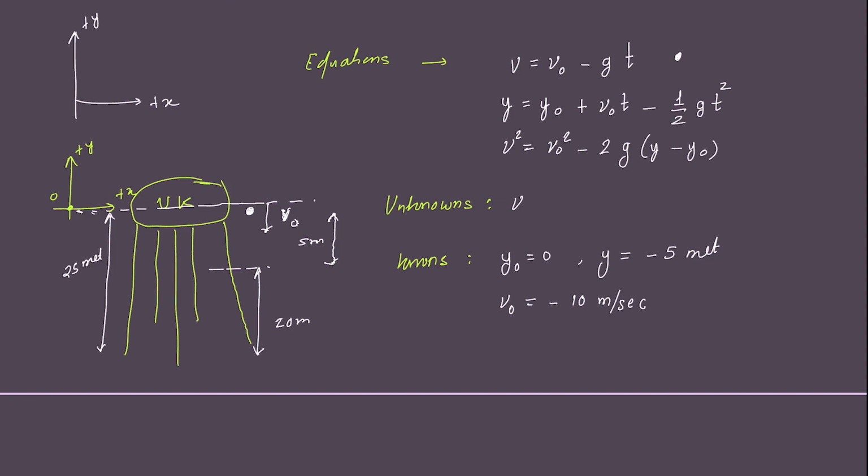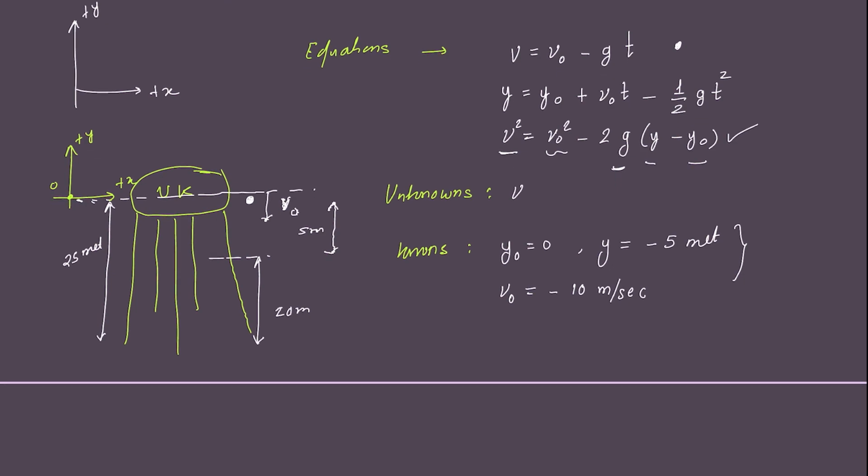Now I'm going to pick this equation, and this comes with practice. I'm picking this equation because I know the value of g, y and y naught are known, and v naught is also known, and I need to figure out what v is, right? So let's look at this equation and plug in these numbers.